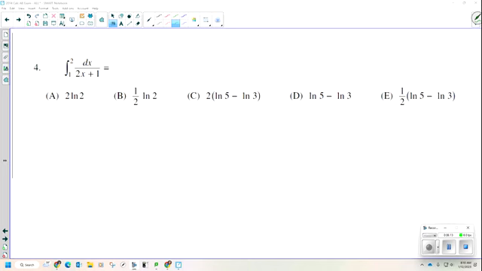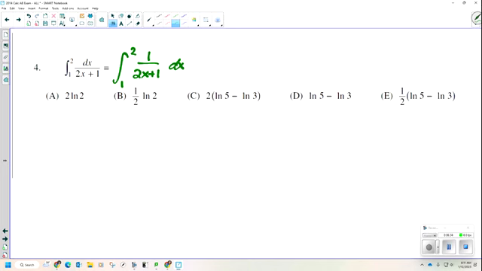Number 4, the integration from 1 to 2 of dx over 2x plus 1. First of all, I like to move that dx off to the side, and I like to just call that 1 over 2x plus 1 dx. I don't have to, but as I'm teaching, I do that anyways, especially if you're new to this.